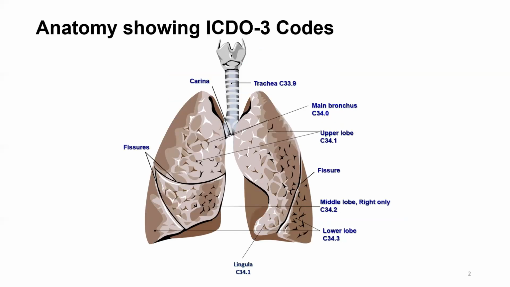The anatomy of the lung and the structures are important in order to understand the staging and surgery. When I get hung up when I'm doing lung cases, I always go back to the anatomy. Here are the primary site codes and structures in the lung. Laterality must be coded for a lung primary.